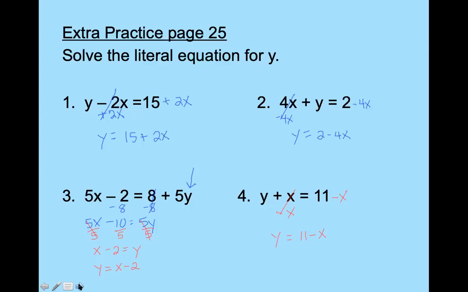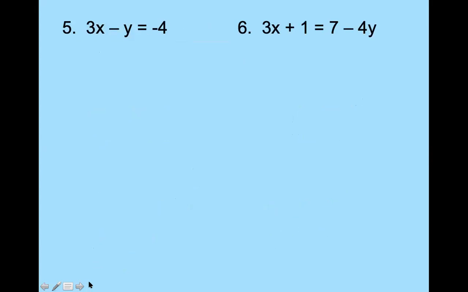All right, let's look at the next slide. All right, again, we're getting y by itself. So let's go up to number 5. Okay, this is the y I'm trying to get by itself. It's on the left. So again, if the variable you want to get alone is on the left, leave it on the left. If it's on the right, leave it on the right. So I'm going to leave that y on the left, and I'm going to move 3x to the other side.